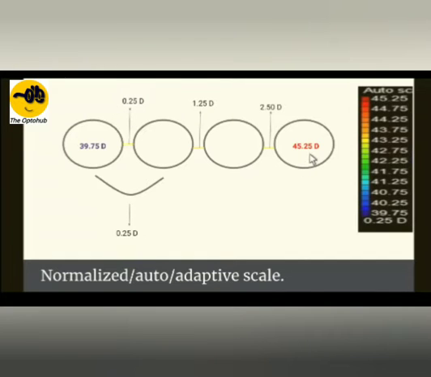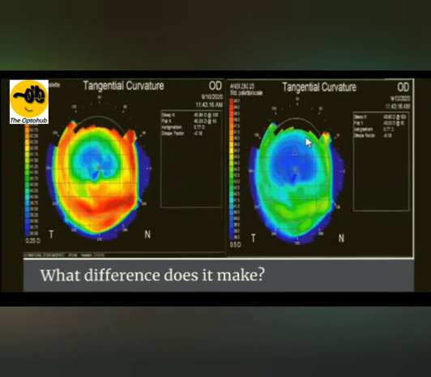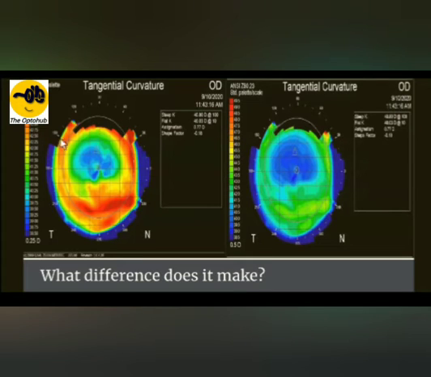Now I'll show you a practical example of the same. What difference is it making? On the left, this is a pattern of post LASIK. This patient had myopia, and the patient has undergone LASIK, and hence there is a flattening over here. We'll see more patterns and more interpretation in the upcoming slides. But on the left, this is an auto scale. What auto scale does is it has a specific minimum value, a specific maximum value, and a specific step height.